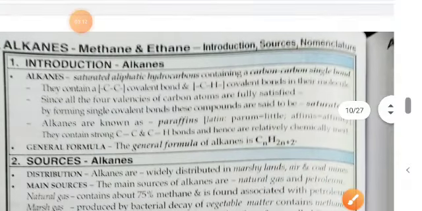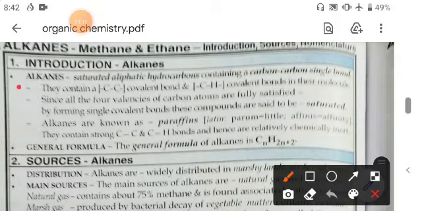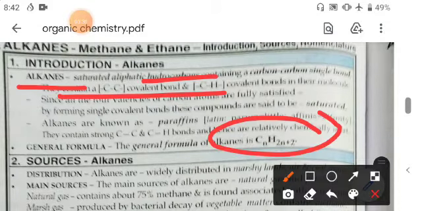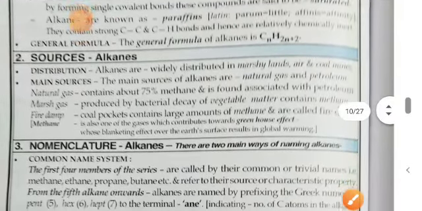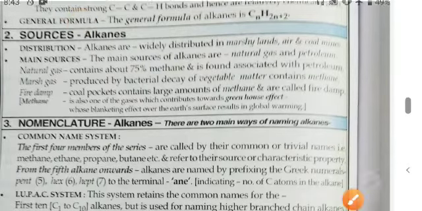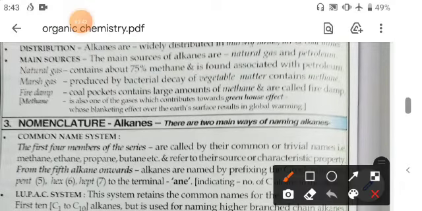Now alkanes. Here you know that alkenes are unsaturated and alkanes are saturated, right? So alkanes are saturated hydrocarbons where the carbon-carbon covalent bond is a single covalent bond, and their formula is CnH2n+2, and they are also called the paraffins.